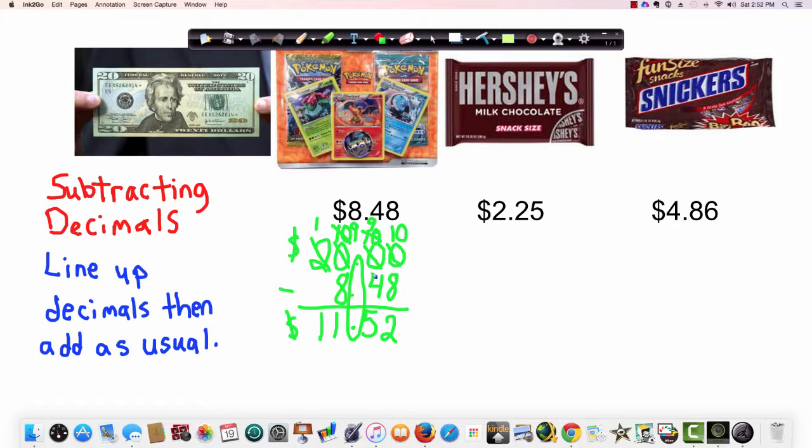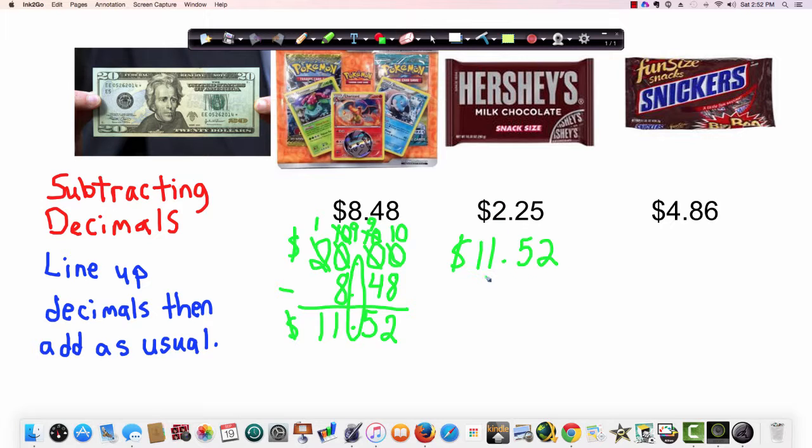So I think, oh my goodness, that's enough to go and buy something more for myself. So I go and I look, and I find a huge Hershey's milk chocolate bar. And I can see that's $2.25. I'm pretty sure I can afford that, but I want to find out how much I'm going to have left over, both for giving change back to my mom and how much I have available to give my little brother. And so I'm going to bring up the $11.52.